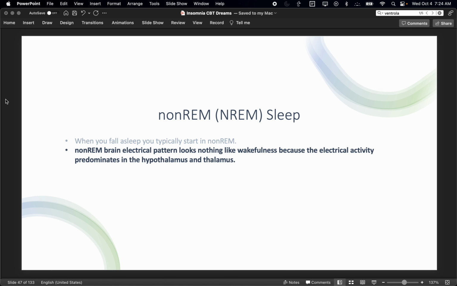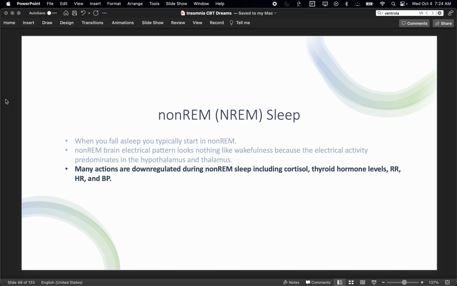Non-REM brain electrical pattern looks nothing like wakefulness, because the electrical activity predominates in the hypothalamus and thalamus. So the EEG electrical activity doesn't look anything like the person's awake.